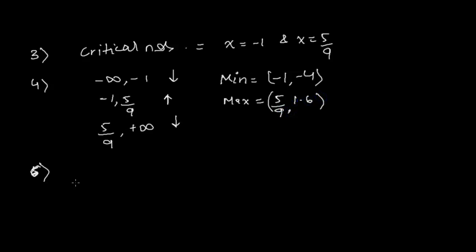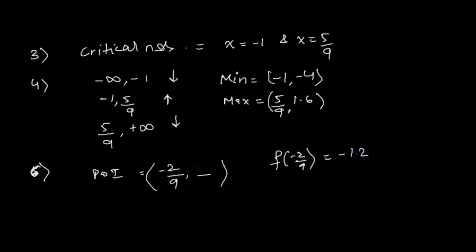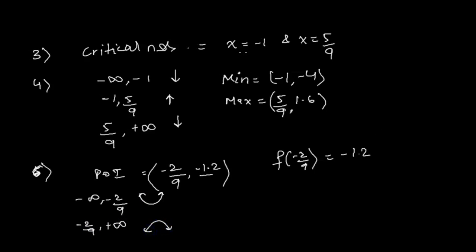From step number 6, we got to know that the point of inflection will be seen at negative 2/9. To determine its y value, we will just solve for f of negative 2/9 by subbing in negative 2/9 in the original function, and that would give us a value of negative 1.2. So the point of inflection will be negative 2/9, negative 1.2. Also, we have found out that from negative infinity to negative 2/9, we would see the graph to be concave up, and from negative 2/9 to positive infinity, it would be concave down. So we would use all of this information to make the sketch of the given function.